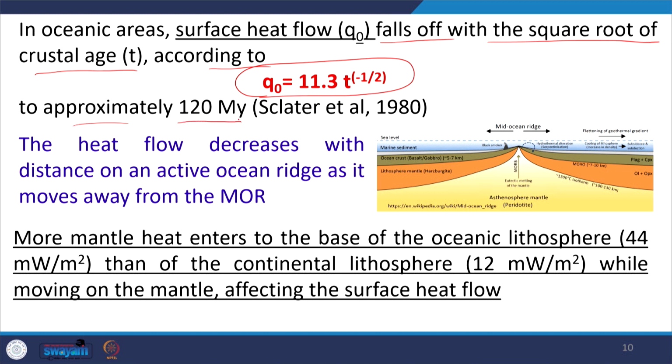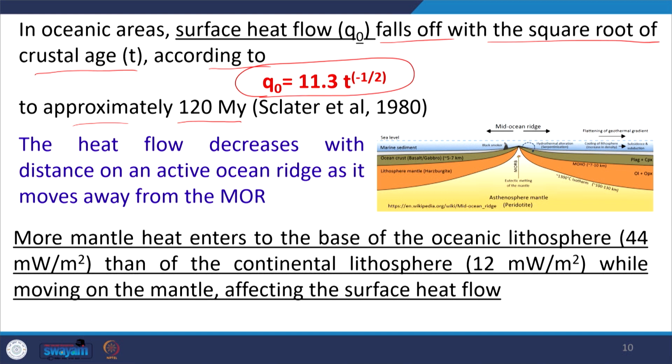So, if you remember the last graph of the continental and oceanic systems, the oceanic system, over 100 to 150 million years, is being cooled and coming to the normal level of heat production. However, the continental system takes 1 giga year, thousands of millions of years, to come to this normal heat flow level. So, the heat flow decreases with distance away from the MOR.